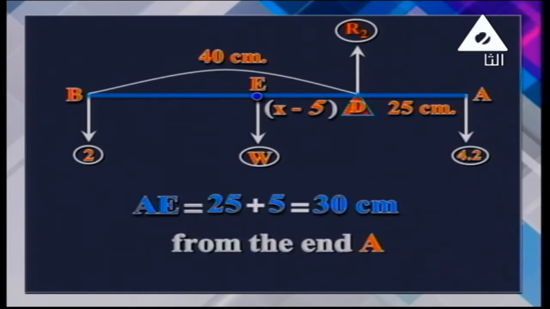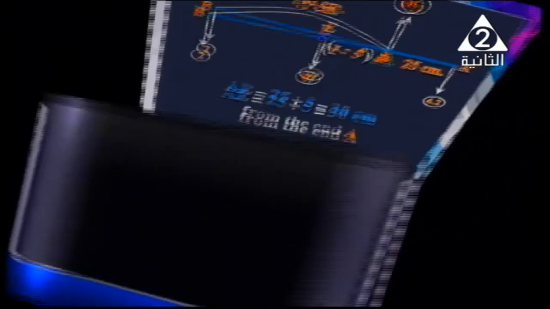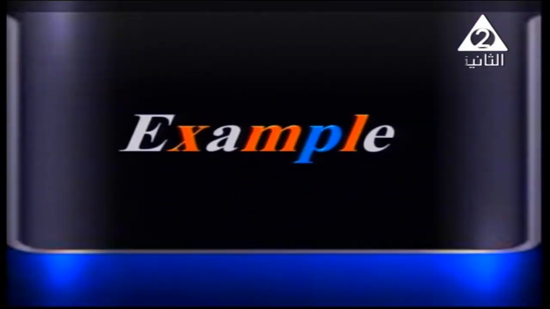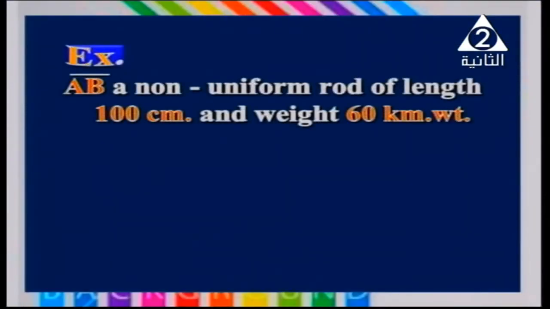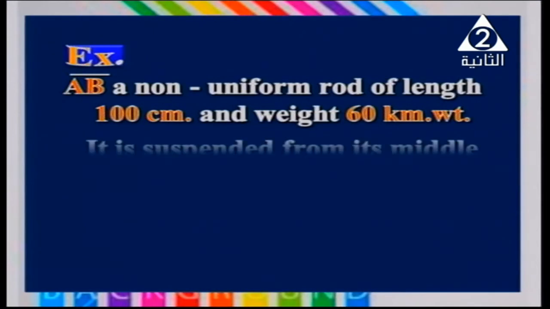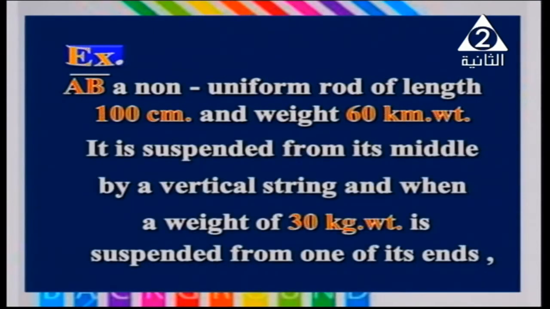My dear student, now we translate to another example. AB is a non-uniform rod, length 100 centimeter and weight 60 kilogram weight, suspended from its middle by a vertical string, and when a weight of 30 kilogram weight is suspended from one of its ends, what do you deduce?